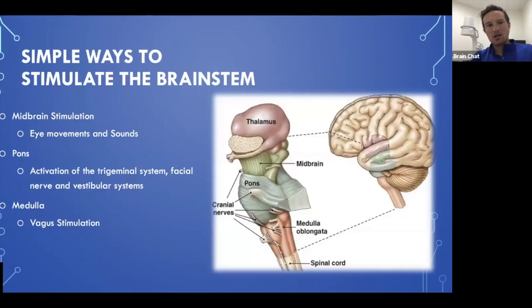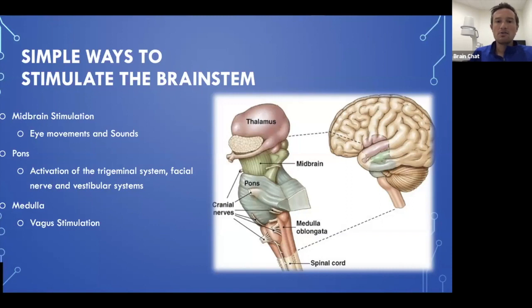So simple brainstem stimulation. The easiest way to think about this is breaking the brainstem up into its 3 regions. So you have the mesencephalon, or the midbrain, and then you have the pons, and then you have the medulla. And some of this is theoretical, some of it is evidence-based. So with midbrain stimulation, you're really looking at just a couple of cranial nerves, and you're really going to look at extraocular eye movements because of what innervates those eye movements and then where those are located in the brainstem. So you could also use some sounds too, but I'll just show you some quick examples on different eye movements you can do for midbrain stimulation.